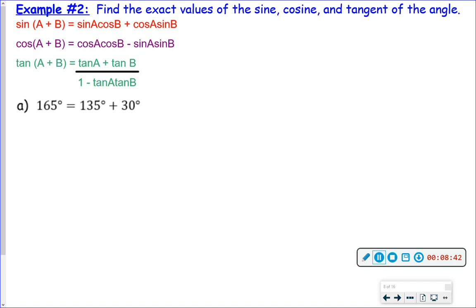First off, my advice is write small. If you take a look at it, they want you to find the exact value of sine, cos, and tan. Since we have to do all 3, and you can see all the calculations, it just takes up a lot of room. So let's start, of course, with sine.